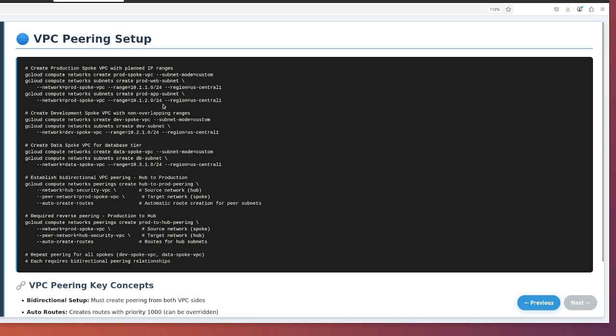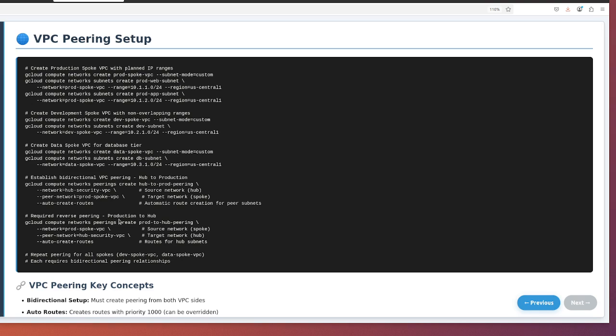The auto-create routes flag automatically creates routes in each VPC's routing table for the peer's subnets. For example, when we peer the hub VPC 10.0.0.0 with the production VPC 10.1.0.0, each VPC automatically gets a route to the other's IP space. However, these automatic routes have priority 1000, the same as default routes. This means we can override them with custom routes that have higher priority, lower numbers, to force traffic through our NVAs instead of direct peering.